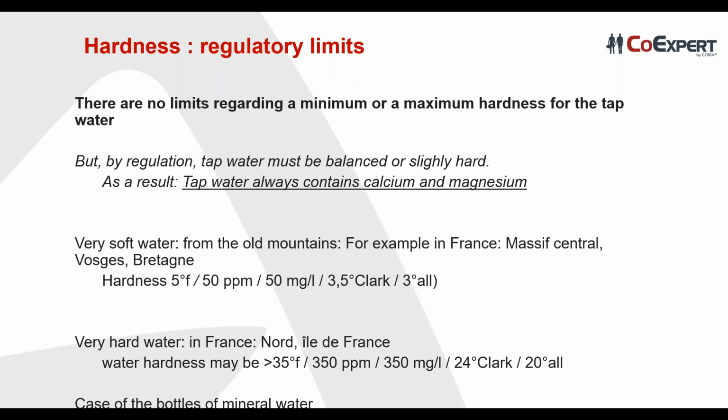For example, I have some examples in France: in the Massif Central, so in the middle of France, in the mountains, in Vosges, in Britain too, the hardness can be 5 French degrees, so it's very low. And we also find some very hard water in the north of France, for example, above 35 French degrees. And in the case of the bottles of mineral water, some water are very hard. The hardest water we can find here in France is the water called Hépar, perhaps you know it. And the hardness of this water is 1086 French degrees, if I remember well.